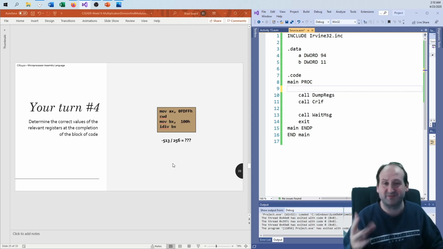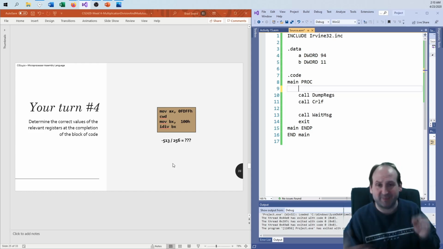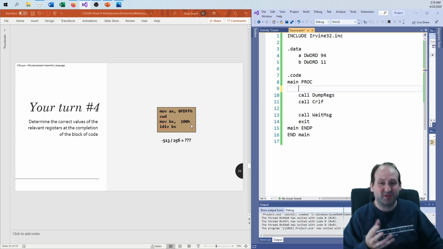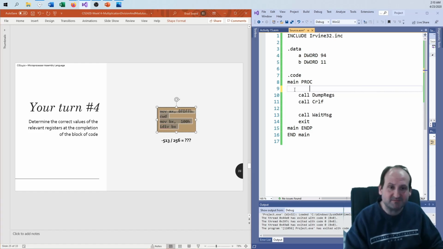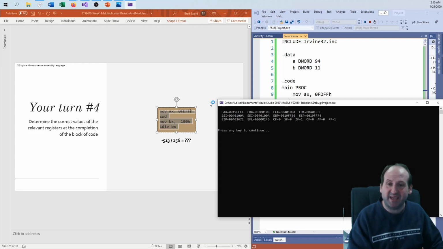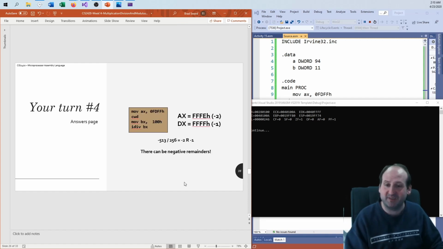For me, mathematically speaking, I don't think they have negative remainders, but the math in computer science, the math on a silicon chip, does. Well, can I steal the code and just run it and see what happens? And so what do I get? The AX and DX registers: FFFE, that's my -2, right? FFFE, and FFFF is my remainder, -1, because 2 times 256 is 512, and then one more gets me to 513.